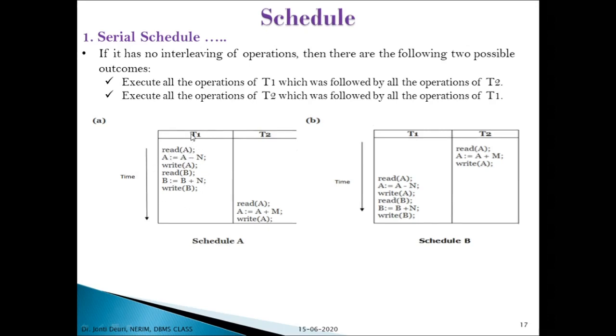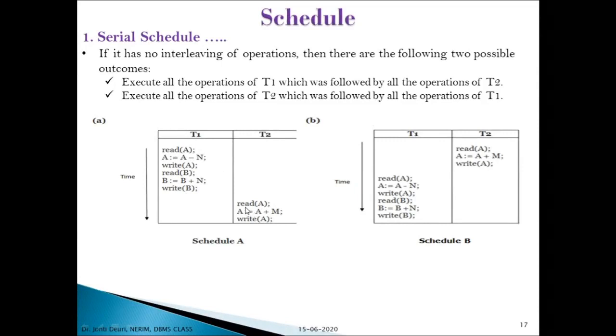Is it visible whether the slides are changing or not? Okay. So here you can see the T1 transaction. For T1, first we have done the read operation, then this deduction operation, then write, then read B, for B this add operation, then again write B. For T1, whatever operations are there, they are completed. After that only, the T2 transaction starts.